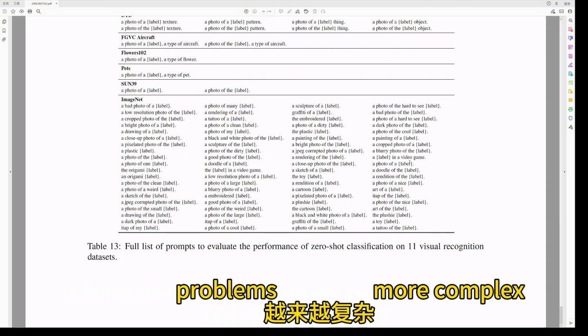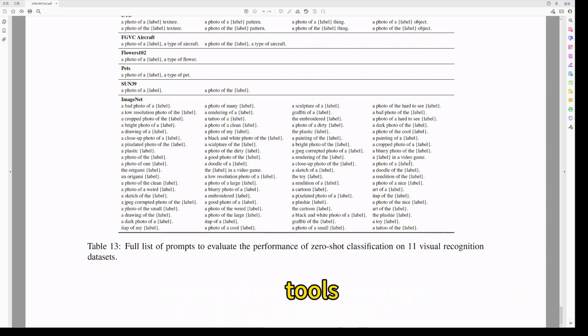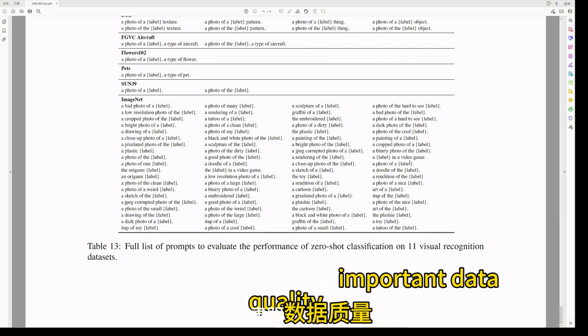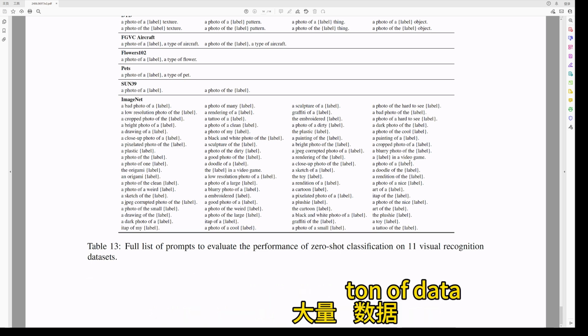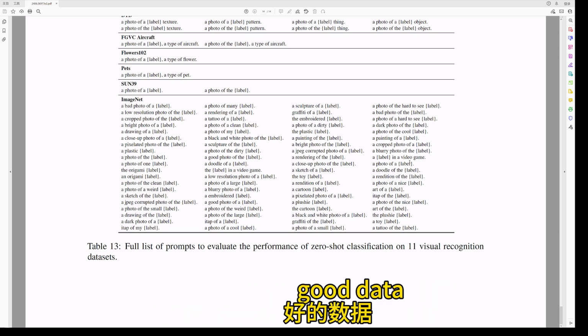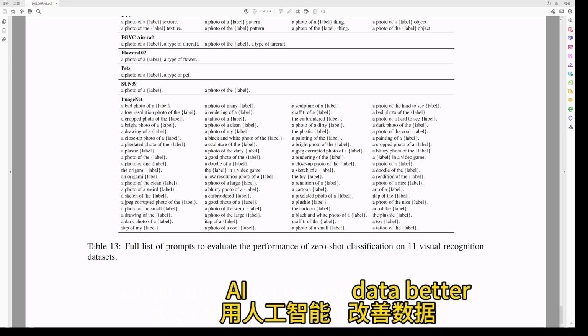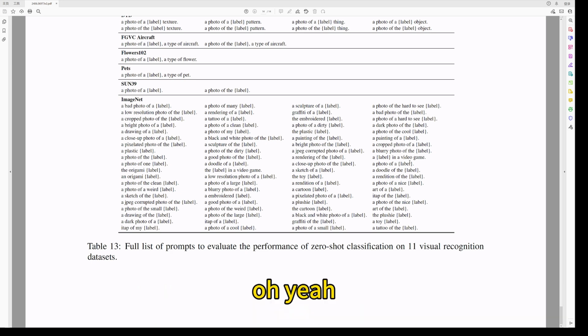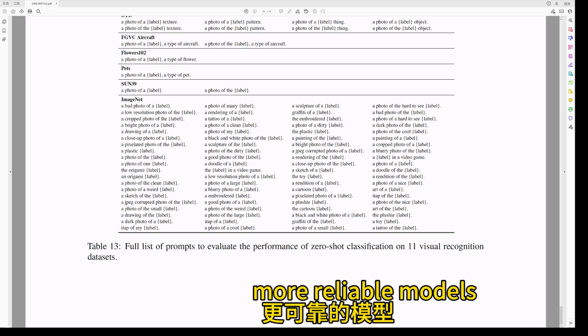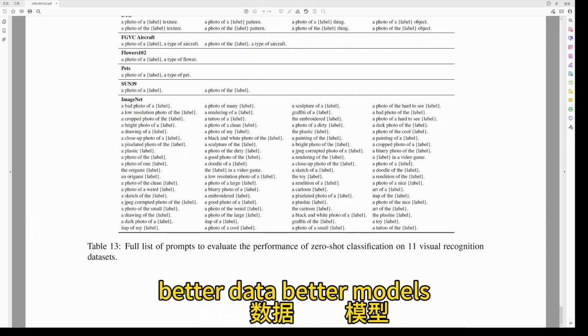Definitely. The problems are getting more complex. We need all the tools we can get. Makes sense. It also shows how important data quality is. Oh, absolutely. It's not just about having a ton of data. It needs to be good data. Yeah, like we said, garbage in, garbage out. Exactly. But what's cool is that RWKV-CLIP actually uses AI to make the data better. Oh, yeah. And that leads to more reliable models. It's like a positive feedback loop: better data, better models.